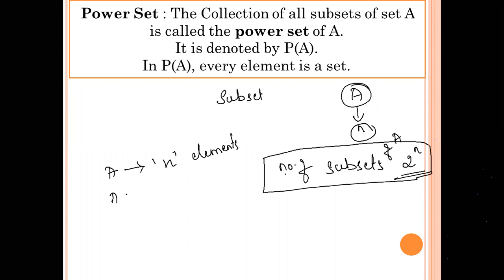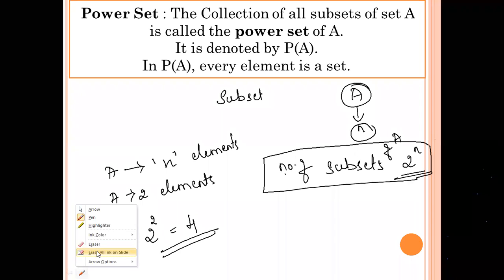Suppose your A has 2 elements. Then what is the number of subsets possible? According to this, it should be 2 square, so 2 square is 4. This is how you find how many subsets you have for a given set. It can be said only for a finite set. If it is a finite set with n elements, then the number of subsets is 2 to the power n. Make a note of this, students.